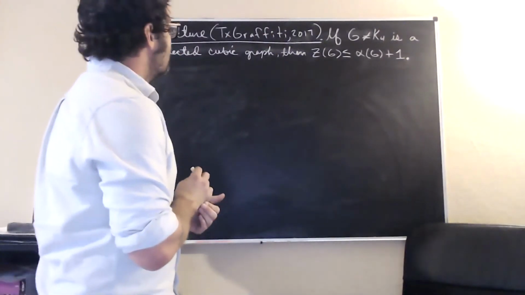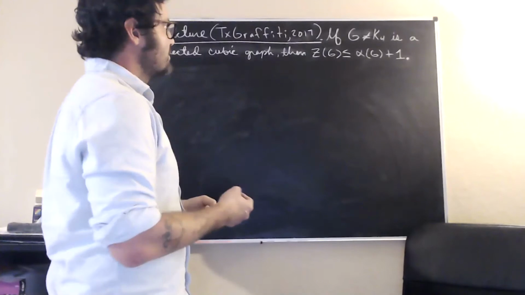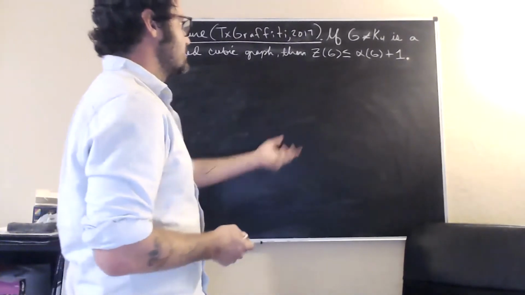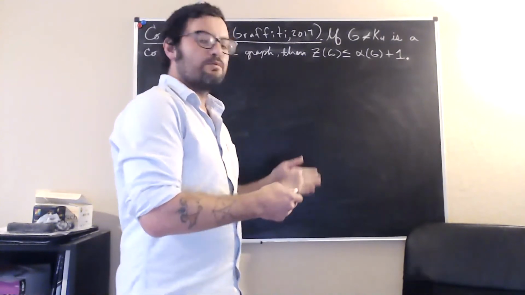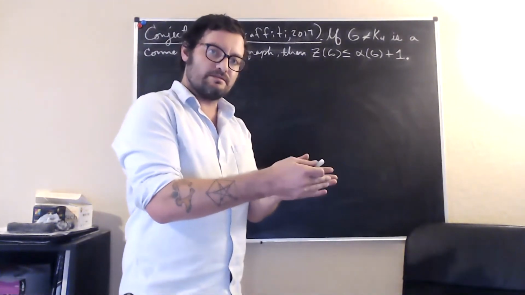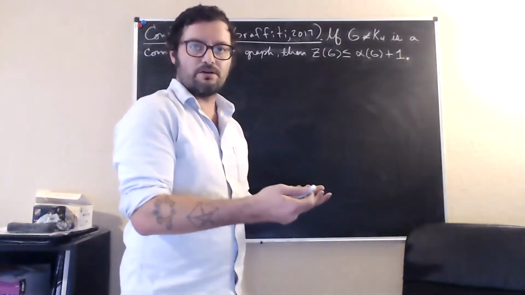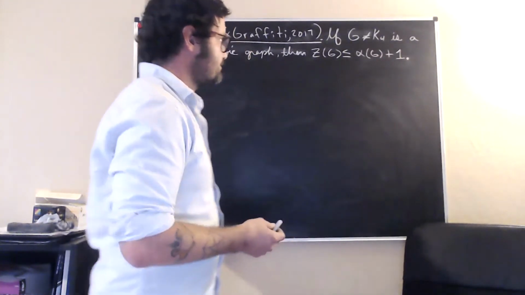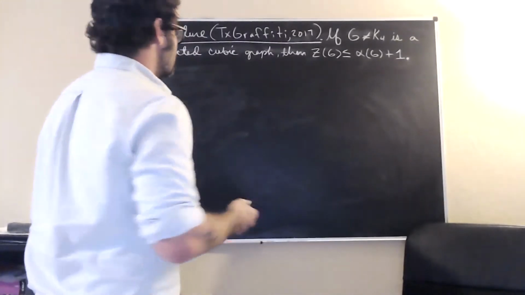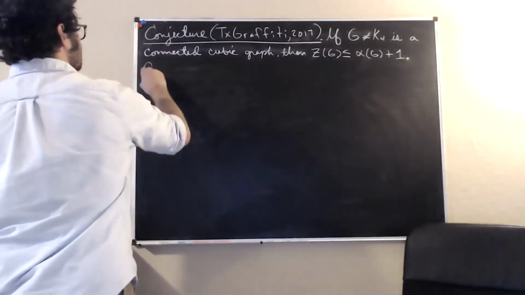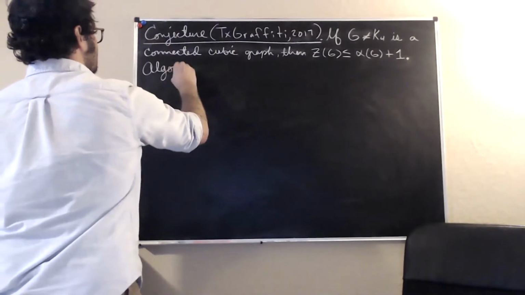So over the past week, I've developed an algorithm that generates a zero forcing set that's equal to an independent set plus 1 in all cubic graphs that are not Q4. So let's just do a few examples of this algorithm.